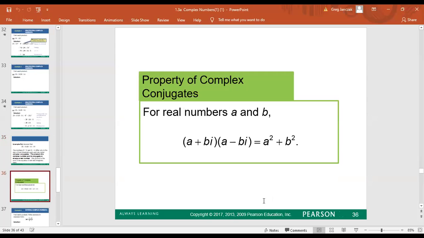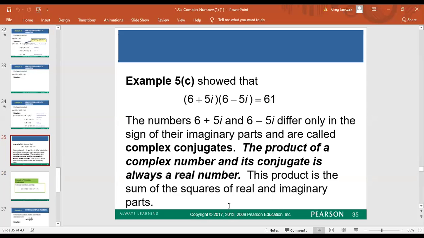All right. So now we're going to get into what we call the conjugates.